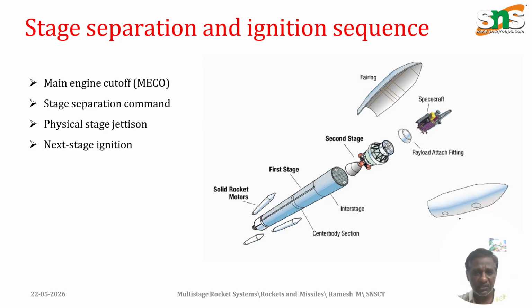Proper timing and synchronization are essential because any failure during the separation can result in mission loss. Engineers must also consider aerodynamic stability, structural loads, and guidance control during the separation event. Modern rockets use highly reliable stage separation systems to improve safety, payload delivery capability, and overall mission success.